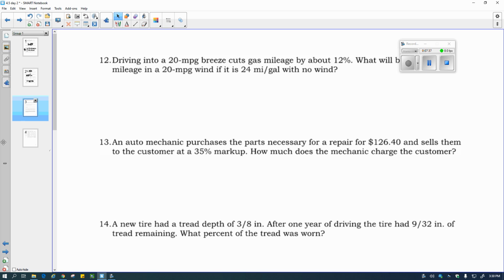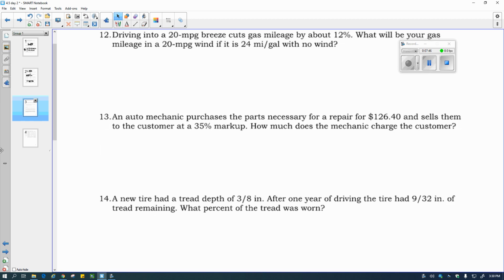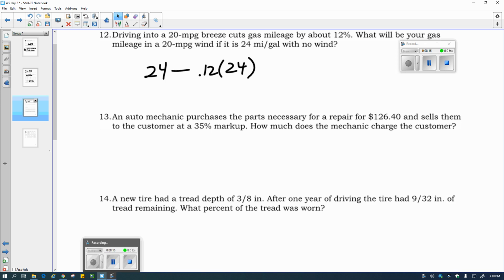Driving into a 20 mile per gallon breeze cuts the gas mileage by about 12%. So what will be your gas mileage in a 20 mile per gallon wind if it is 24 miles per gallon with no wind? So the difference here is by cutting, we're removing that amount. So I'm going to start with my 24, but it's going to reduce it by 12%. So I'll do 12% of 24. Because it's cutting it, it's a subtract. So 24 minus 12% of 24, and then I just plug that in my calculator.